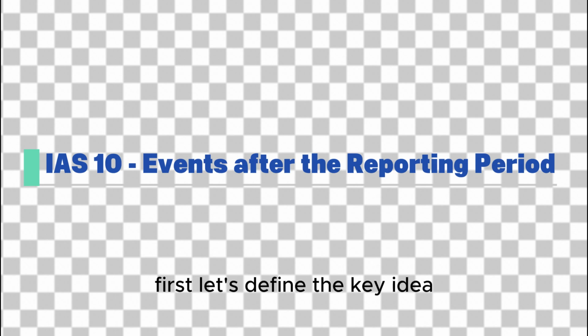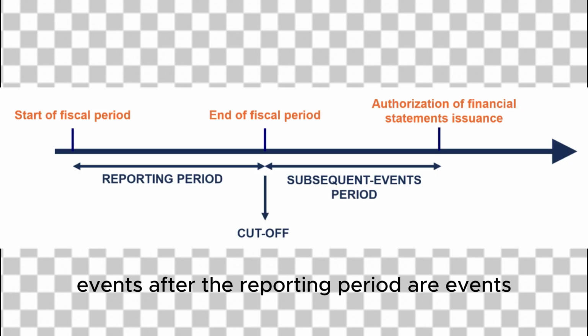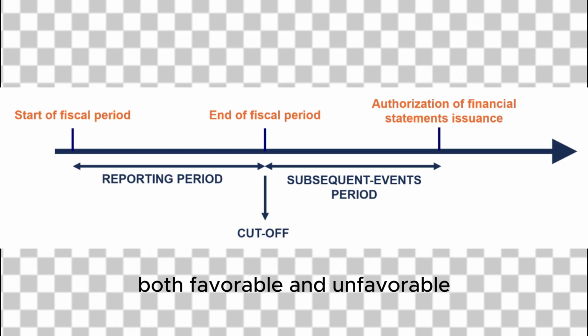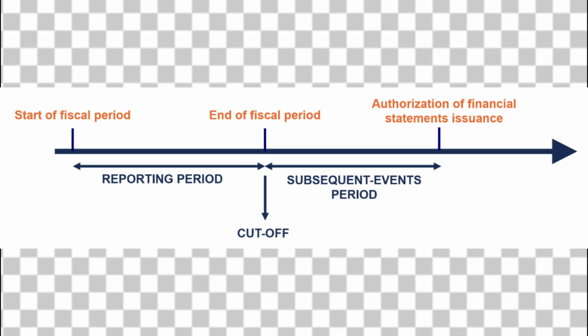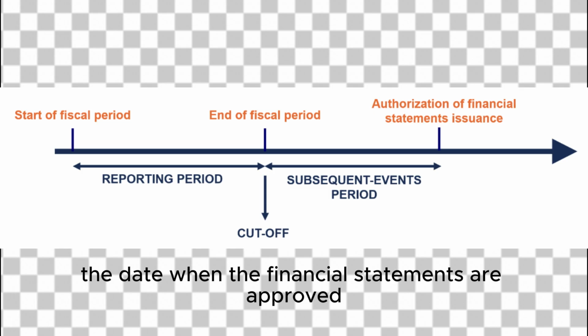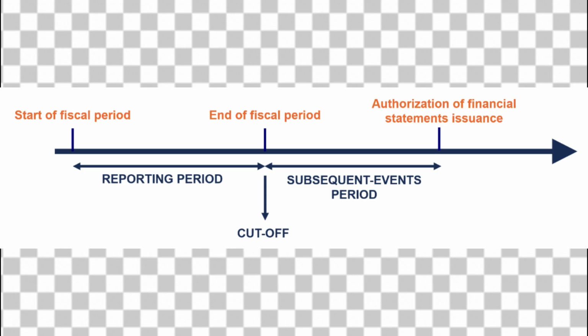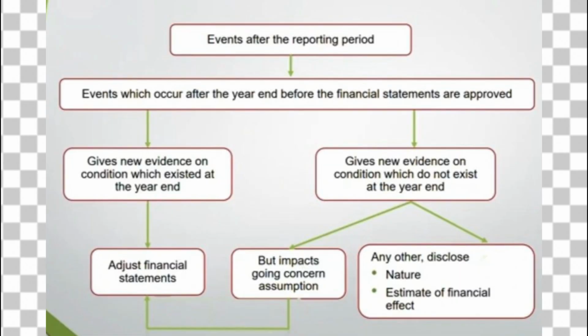First, let's define the key idea. Events after the reporting period are events, both favorable and unfavorable, that occur between the end of the reporting period and the date when the financial statements are approved. And the standard divides these events into two main types: adjusting events and non-adjusting events.